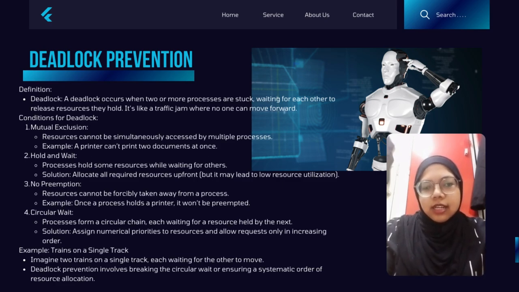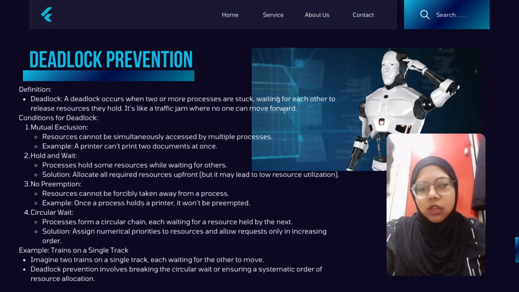And then next is circular wait, which is when processes form a circular chain, each waiting for a resource held by the next. So the solution is we can assign numerical priorities to the resources and allow requests only in increasing order, so the deadlock doesn't happen.